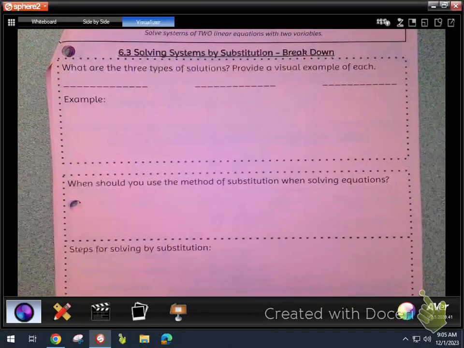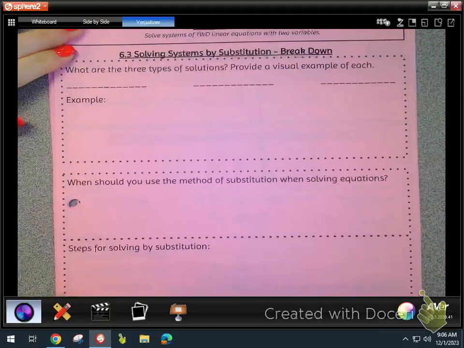So remember, we're still under this big umbrella of solving systems. And regardless of which method we use, we're always doing the same thing. We're finding the point that the lines have in common, that they cross, that they share. We've talked about this, but what are our possible numbers of solutions that we can have? So the first one will be no solution.